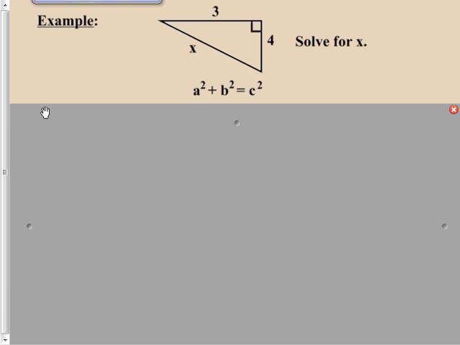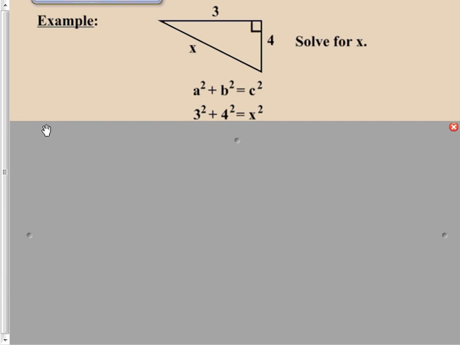So let's see if we can figure out what our legs are for this particular problem. Well, clearly we can spot the right angle in the upper right corner, and the sides that build that are the 3 and the 4, so they are the legs, and x is the hypotenuse. So plugging in, we have 3 squared plus 4 squared equals x squared.